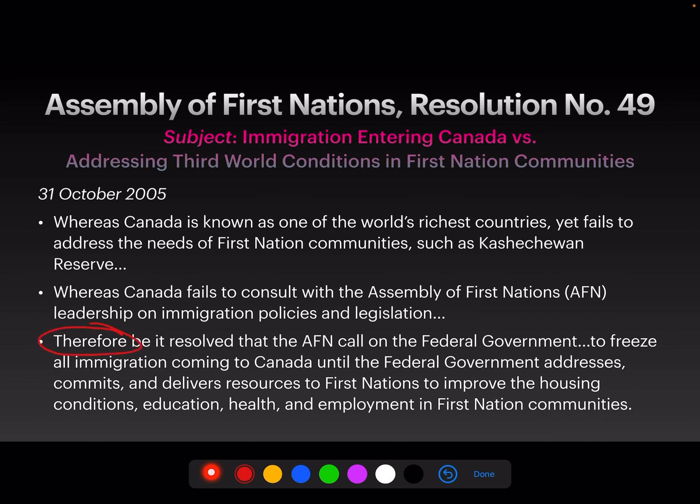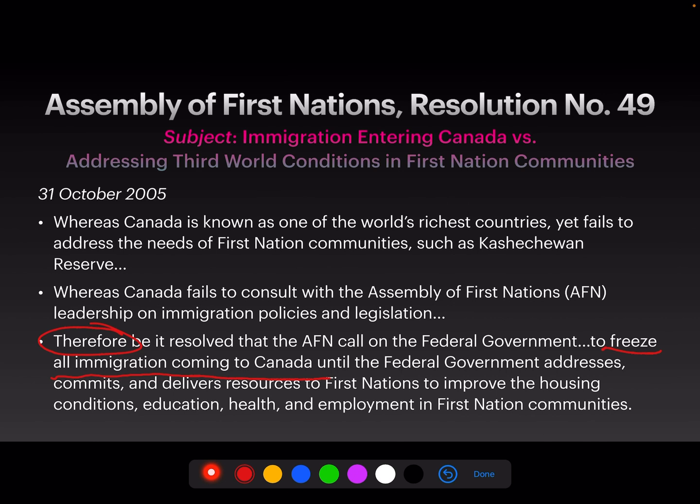Therefore, be it resolved that the Assembly of First Nation call on the federal government to freeze all immigration coming to Canada until the federal government addresses, commits, and delivers resources to First Nations to improve the housing conditions, education, health, employment in First Nation communities. Think about maybe if you were in class what we talked about with the Attawapiskat issues. Think about tribes and on reserves that still don't have boiling water, don't have adequate schools, don't have decent electricity, things like that. Still, in 2023 here.